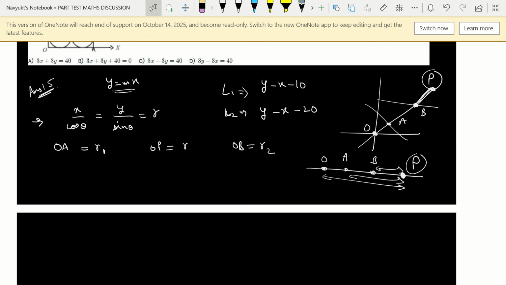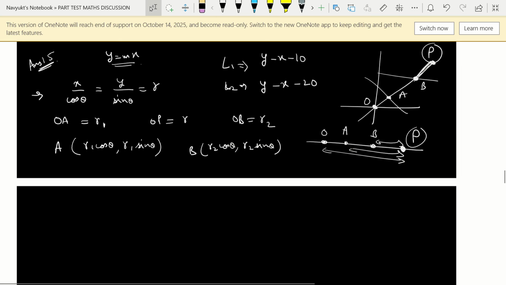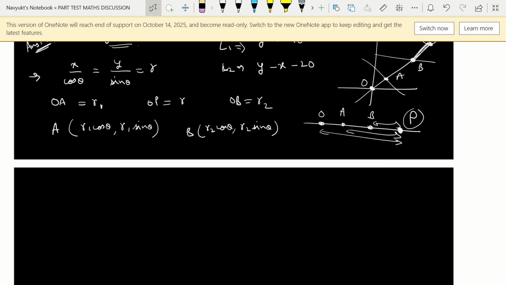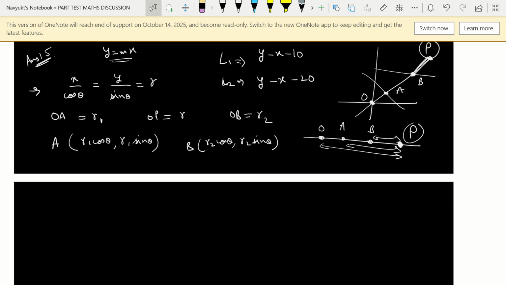Now here comes the thing that we can write down the points A, B and P with respect to this line, where A will be simply r1 cos theta, comma r1 sin theta, the x coordinates. And similarly, B would be written as r2 cos theta, comma r2 sin theta. P is the general point, r cos theta, r sin theta. Fine. Now here comes the distance thing, that distance of this OA, which is right.